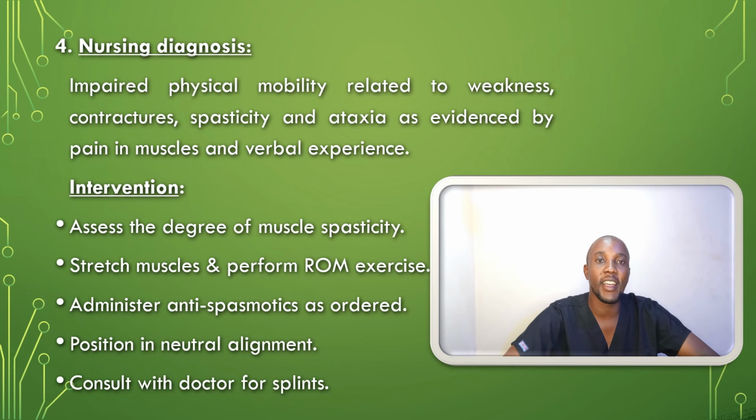We also come up with another nursing diagnosis of impaired physical mobility related to weakness, contractures, spasticity, and ataxia, as evidenced by pain in muscles and verbal experience. Some of the interventions we can do: we assess the degree of muscle spasticity, stretch muscles, and perform range of motion exercises. We can also administer antispasmodics as ordered. We can also position the patient in neutral alignment. We can also consult with the doctor for splints.